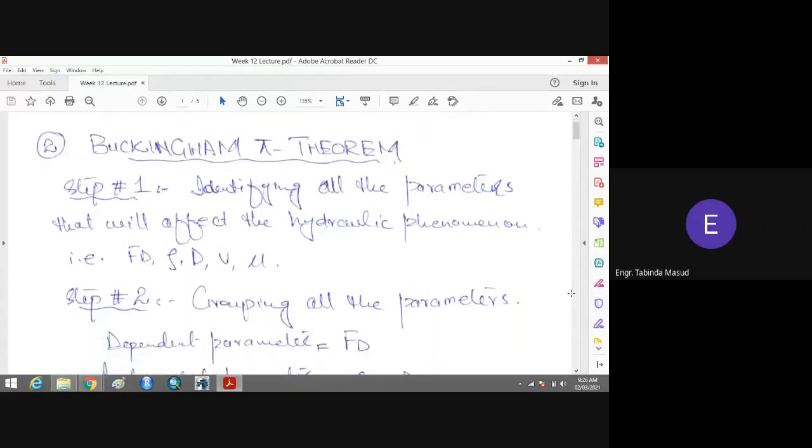So in case of the Buckingham Pi theorem, if we solve the same problem by the Buckingham Pi theorem, let us check how we can do it. Again, you have the same problem that a sphere is moving in a fluid and you have to find the drag force on the sphere. First of all, you have to identify all the parameters that will affect the hydraulic phenomena. So here we have the same parameters: drag force, density, dia, viscosity, velocity and viscosity.